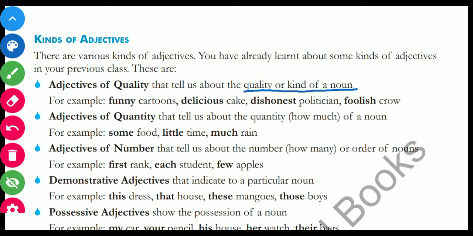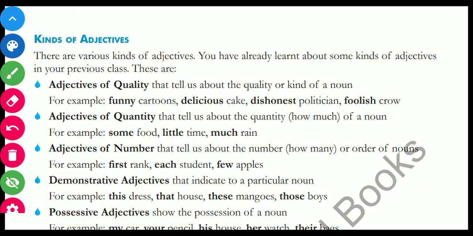For example, see, funny cartoons, delicious cake, quality of cake. Dishonest politician, quality of politician. Foolish crow or clever fox. These are all adjectives of quality. Now coming to adjectives of quantity.